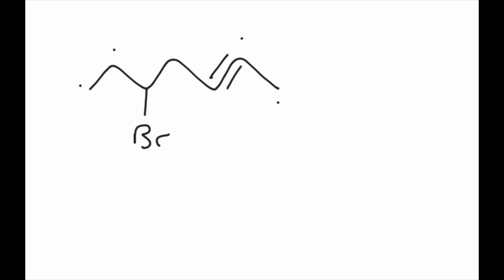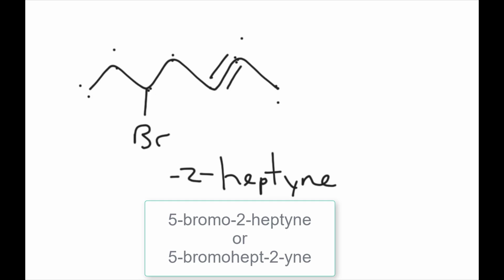So the carbon chain overall is 1, 2, 3, 4, 5, 6, 7. This is a heptyne. I want to indicate that it's on the 2nd carbon. And the bromo then is at the 1, 2, 3, 4, 5 position. So this is a 5-bromo-2-heptyne.